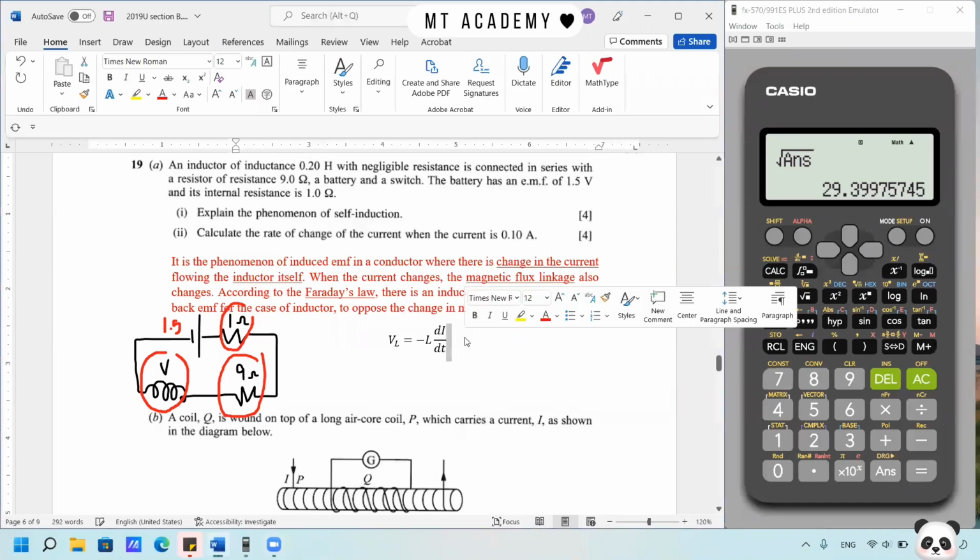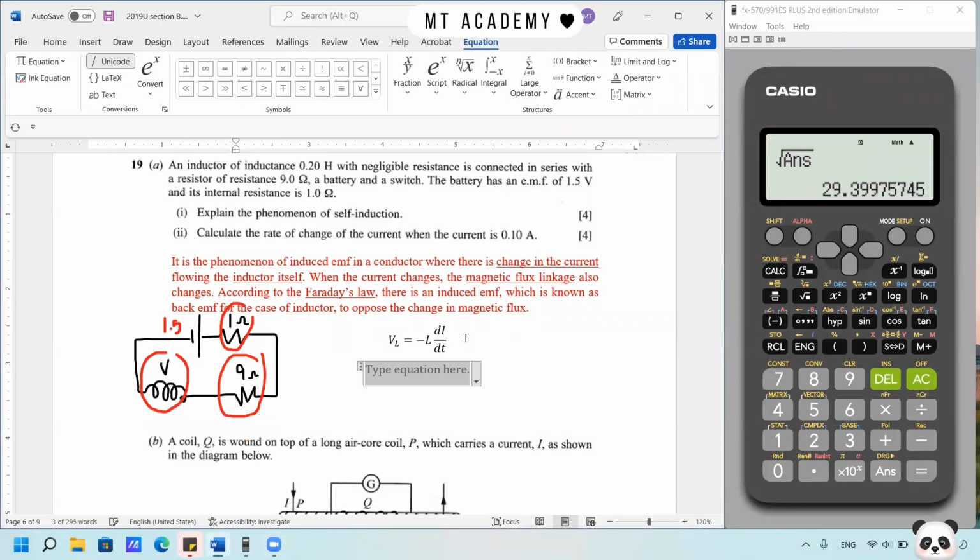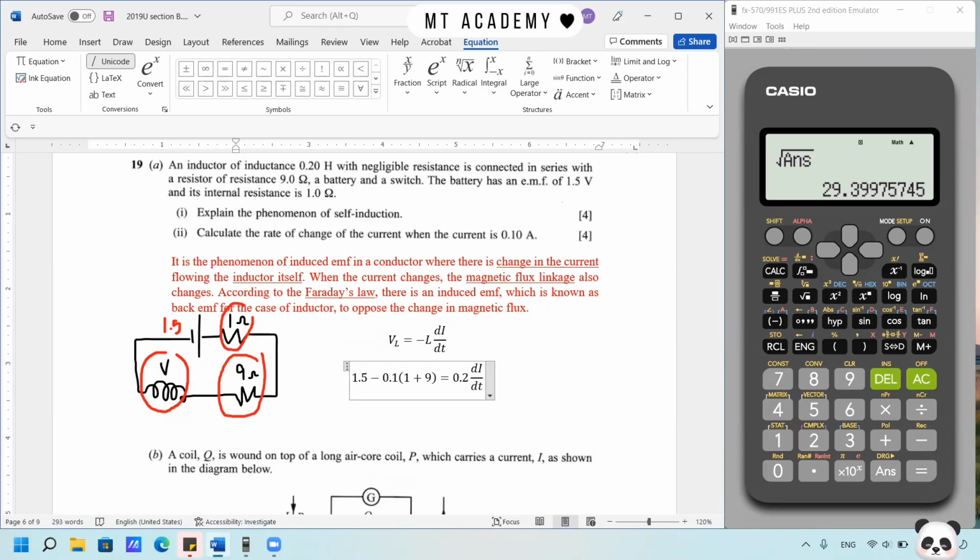So what we do is take the 1.5 volt minus the voltage across these two resistors, which have the current of 0.1 ampere multiplied by 1 plus 9 ohm, and this is the voltage across the inductor. And then now we can apply the formula. It is equal to negative, we can remove the negative sign. So we have the inductance of 0.2 Henry multiplied by dI/dt. Okay, I hope it is not too fast.